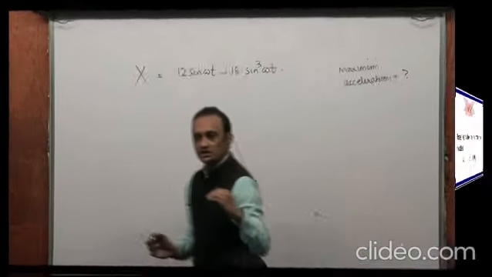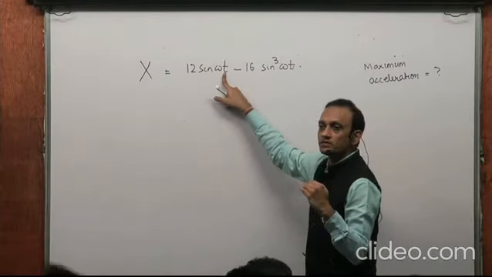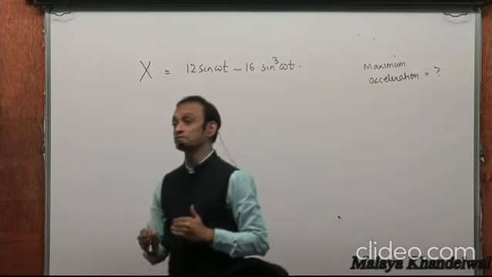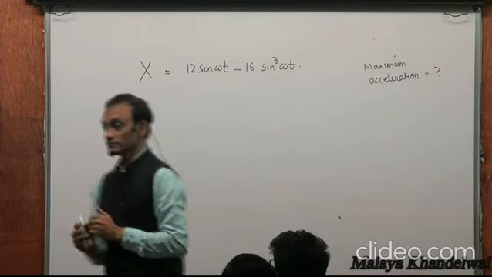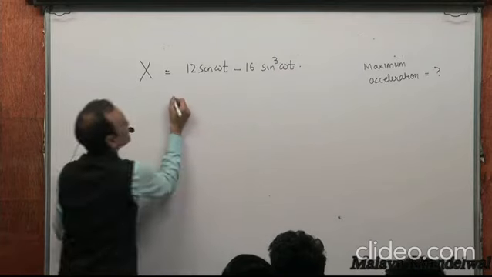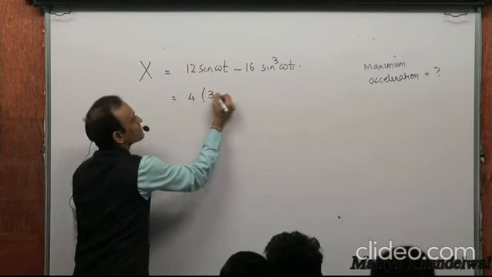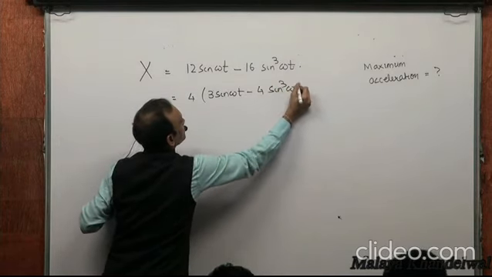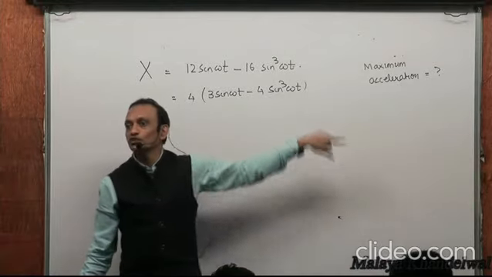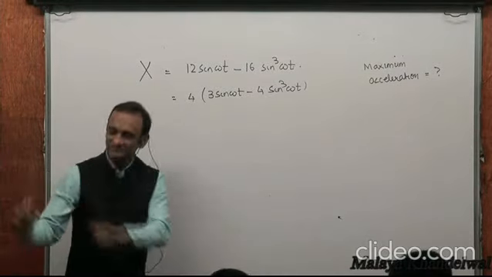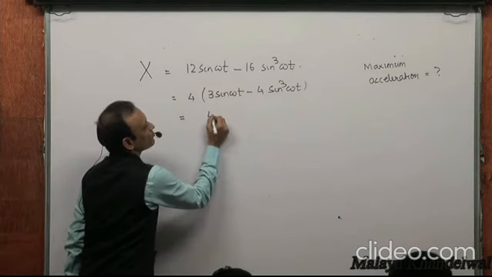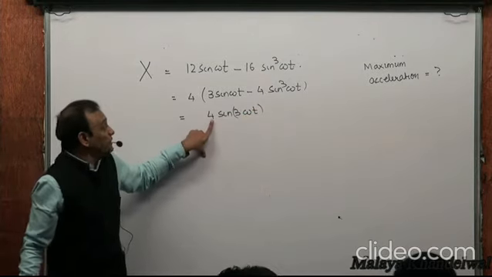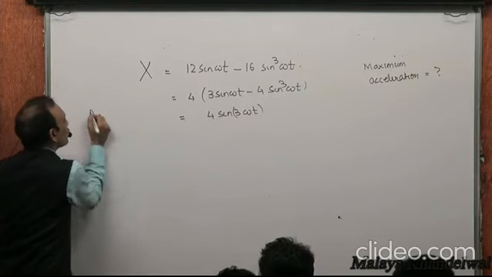Along the x-axis, its displacement as a function of time is given like this, right? And I want to find the maximum possible acceleration of this particle. Very good. I take 4 common here. This is 3 sine omega t minus 4 sine cubed omega t. 3 sine a minus 4 sine cubed a is sine 3a. Really nice, very good. So this is 4 sine 3 omega t. Yes or no? And what is the amplitude of oscillation? 4. Amplitude is 4 units.